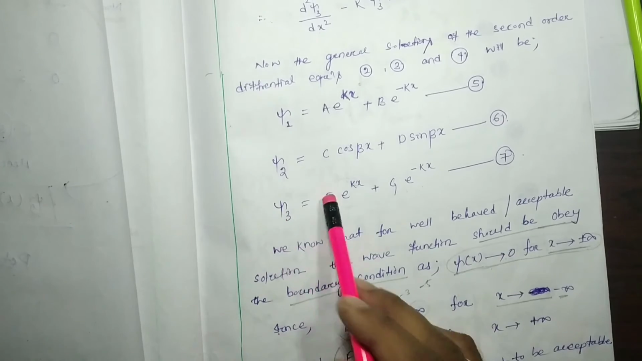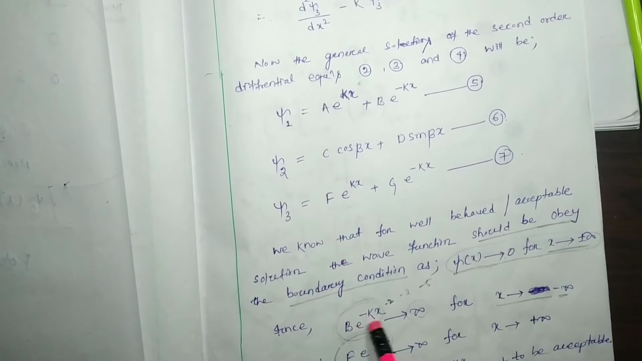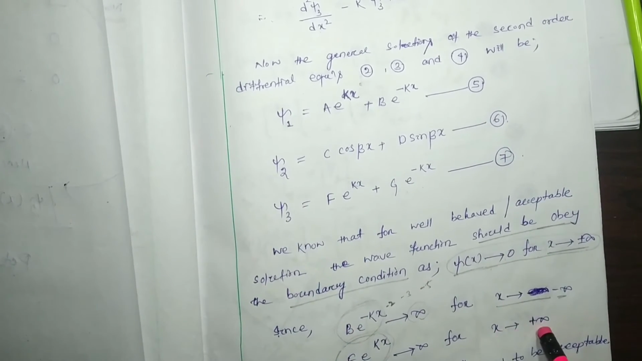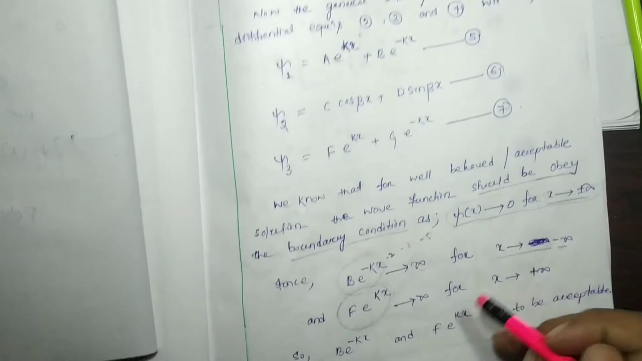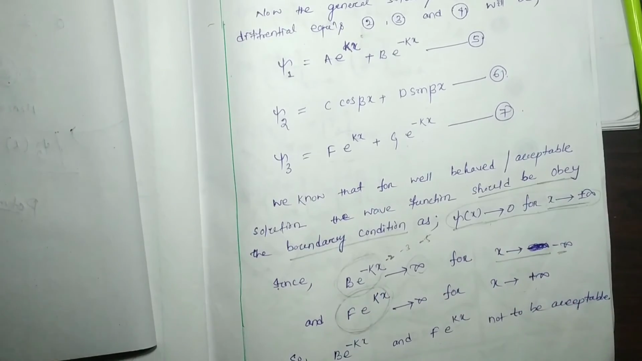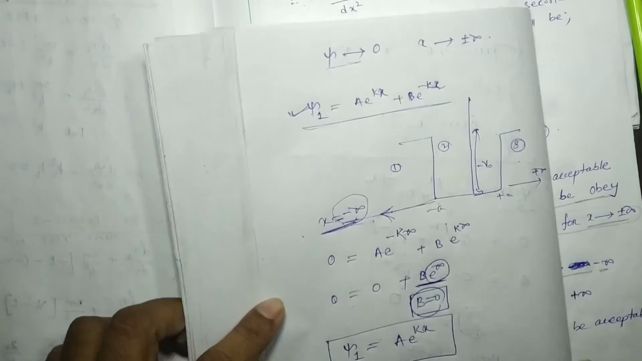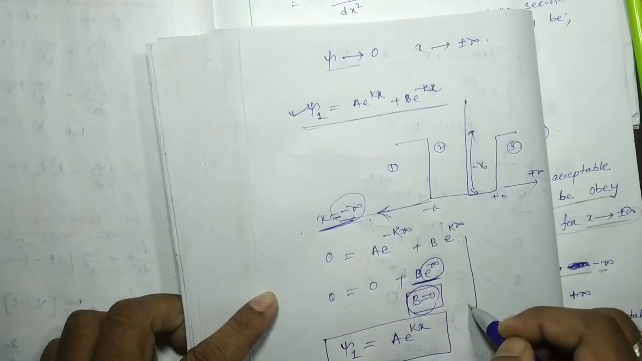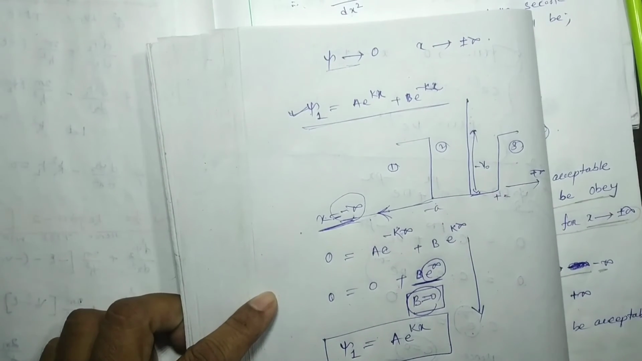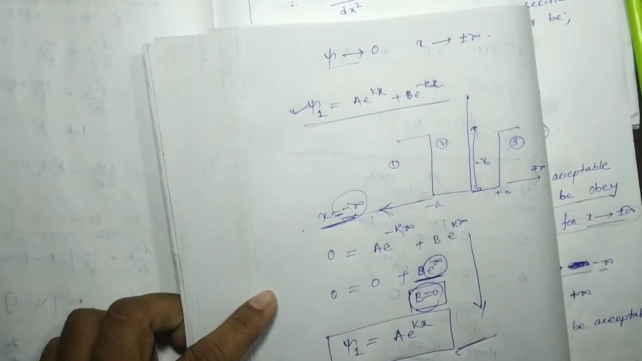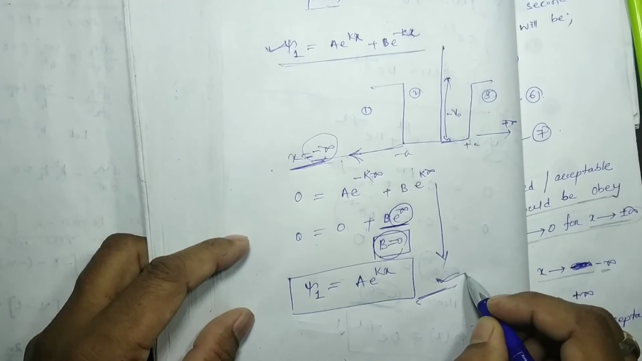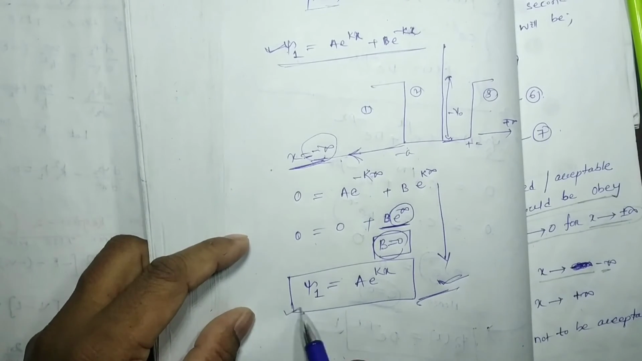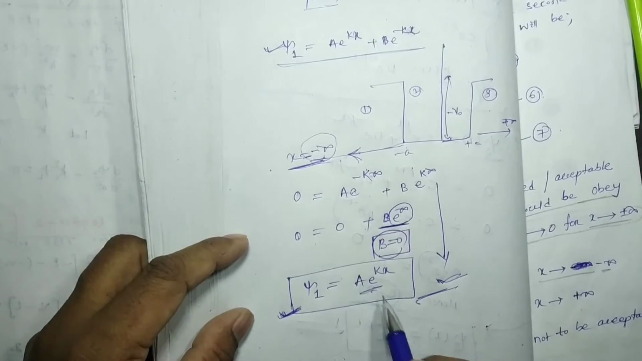Likewise for region 3 also, this term is not going to be acceptable if we consider x tends to plus infinity. So in this fashion we represented it at that time, but anyone can also write it in this fashion in the exam. There is no issue, no problem. You don't change your notes, but just remember that in this fashion also we can finally write psi 1 equal to a e to the power kx.